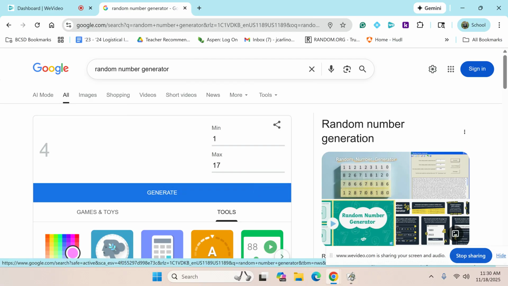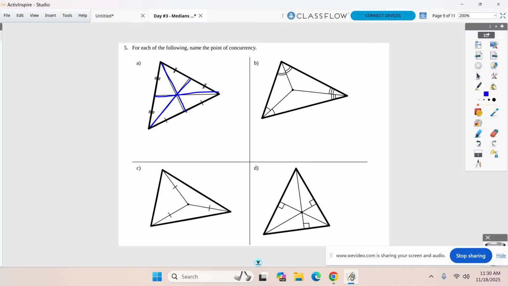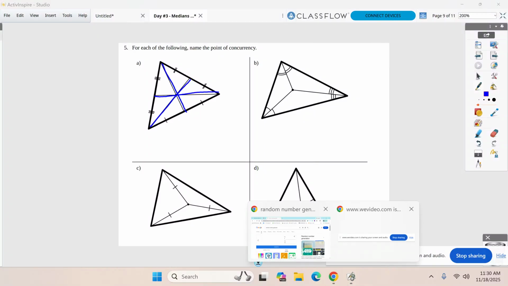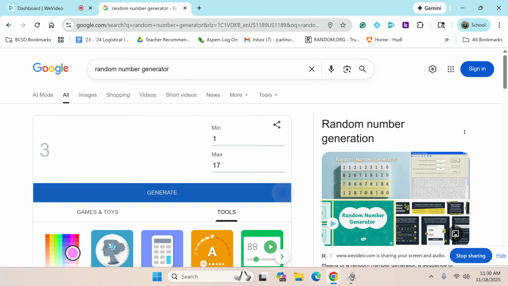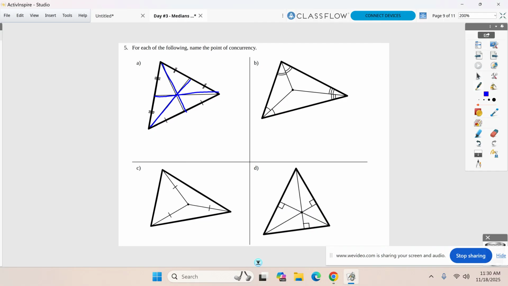Those are medians, Max. Okay, so now I go, they're medians, and I just learned that medians all intersect at the, Julia, where they all intersect? The centroid. Okay, so finish up through F. See if you can name that point of concurrency.